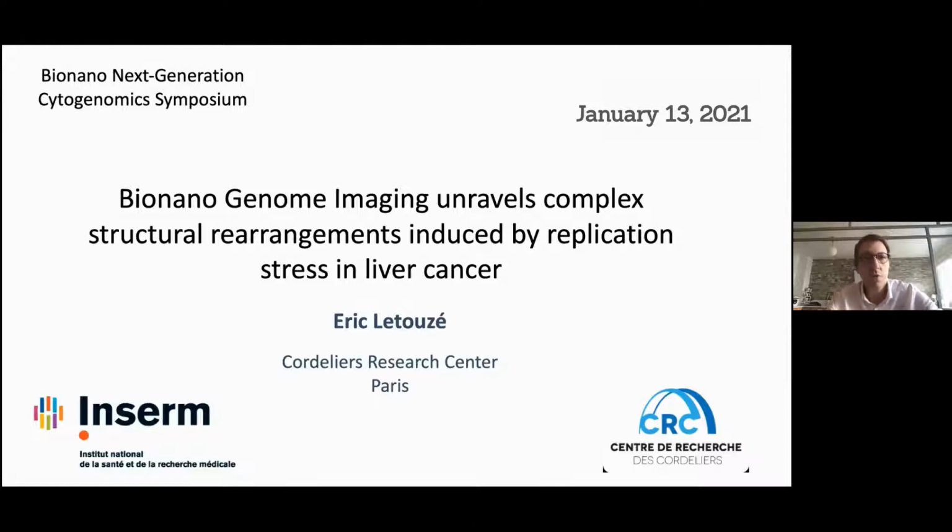Today I'm going to show you how, by combining whole genome sequencing and Bionano genome imaging, we could unravel complex structural rearrangements induced by replication stress in liver cancer.